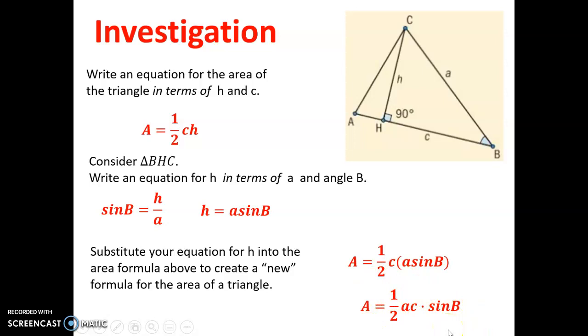So again, here is a new way to find the area of a triangle where you do not need to rely on the value h. So if you just know two sides and some angle, you can then find the area of a triangle. So a powerful formula, because it allows you to use an angle and not need the height.